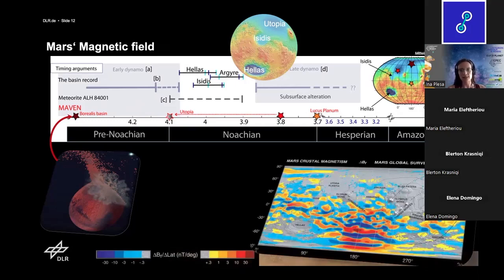And this is what we can see today. So this is the crustal magnetization on Mars. And you see here these large impact basins, Hellas, Utopia, Isidis, and also some more volcanic regions that don't show a strong magnetic signature, meaning that at the time of their formation, either there was no magnetic field or their formation itself has erased the magnetic field signature.